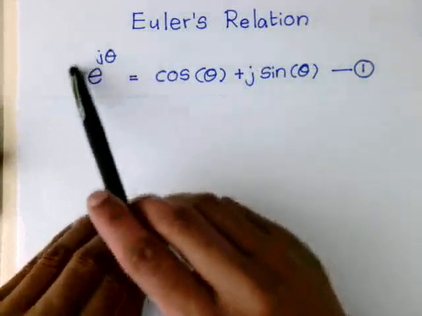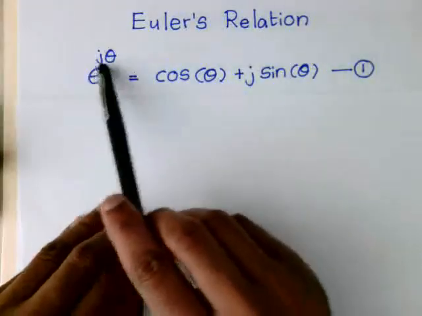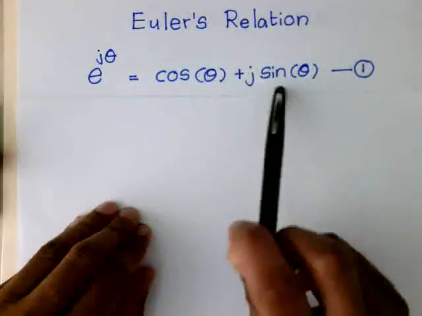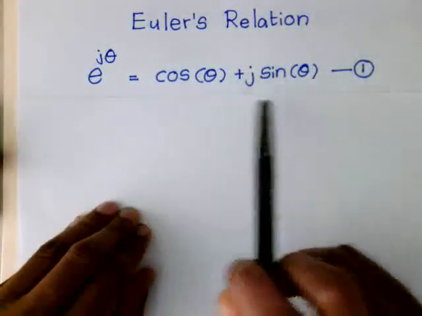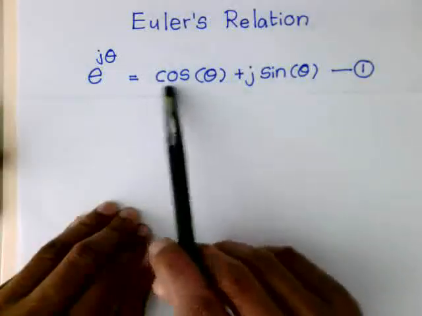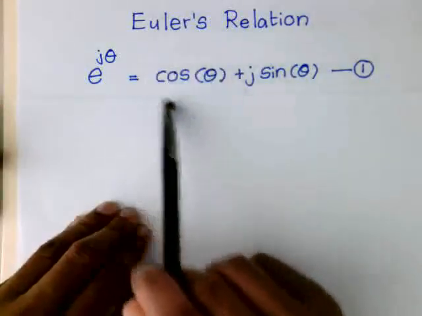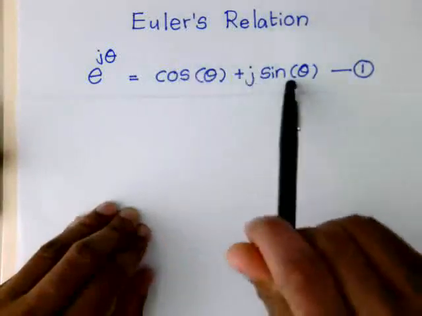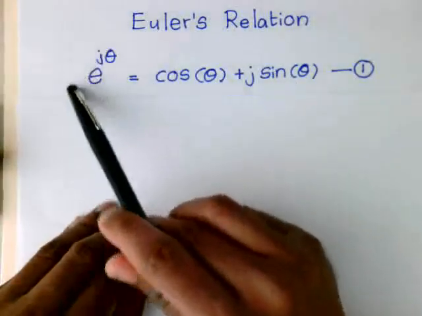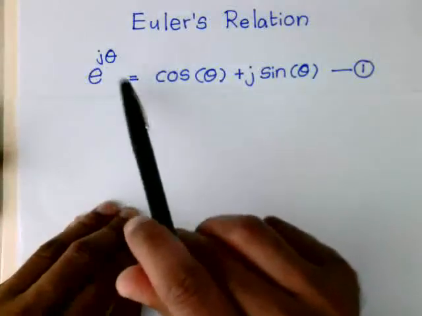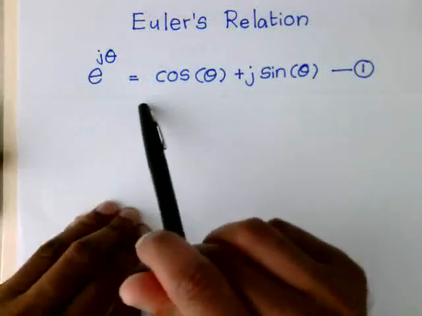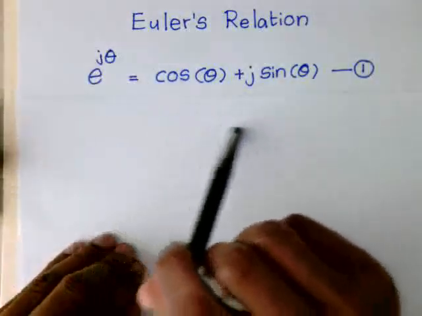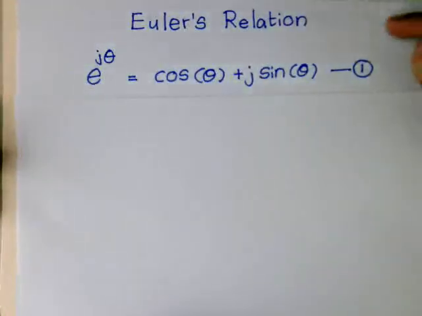Euler came up with this idea for a signal that is e^(jθ), and that can be broken down into two terms, cosine theta and j sine theta. It has a real part and an imaginary part, and we are going to look at what that is when we are looking at the complex plane. But for now, remember that this is our Euler's relation.